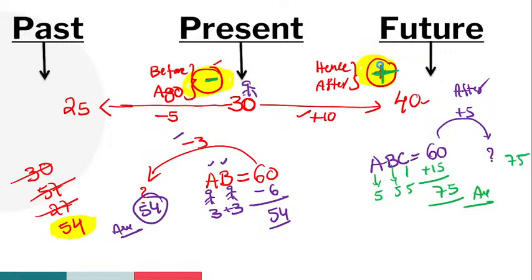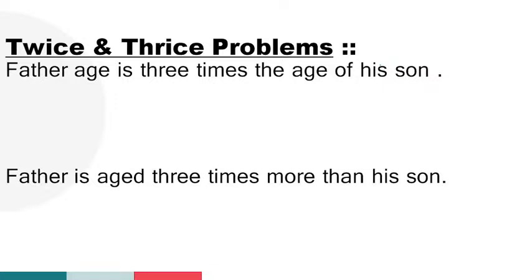Okay, right. So the last point: twice problems, thrice problems. Twice means 2 times, thrice means 3 times. And 4 times, 5 times, 10 times problems also come up. No issue. First read the first statement.